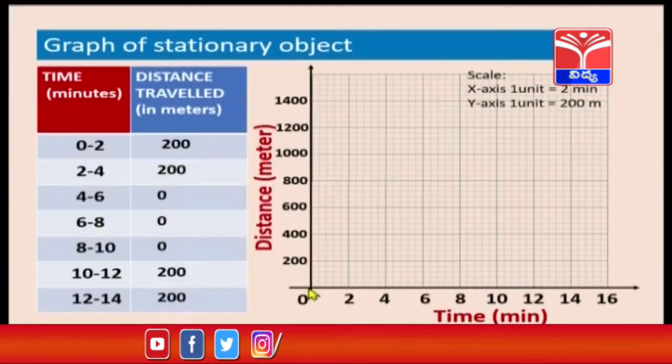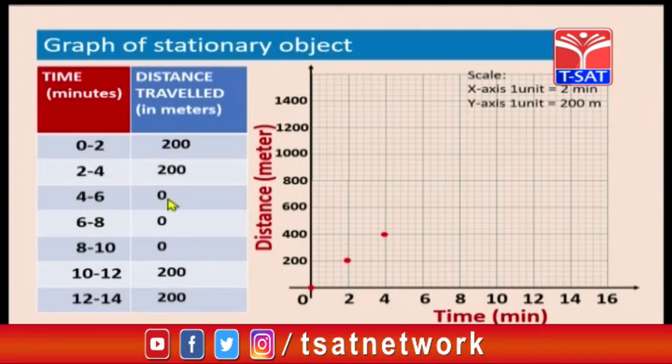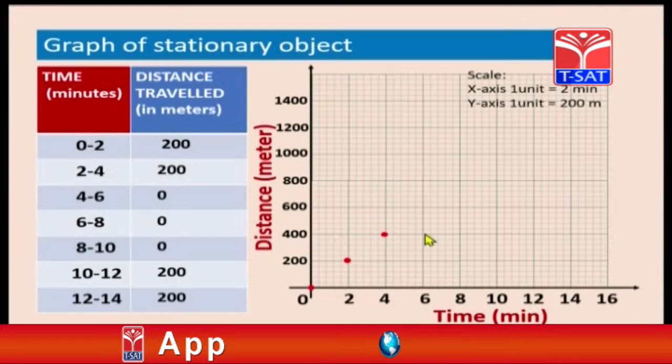For the first 2 minutes the object covers the distance of 200 meters. In the next 2 minutes also it covered the distance of 200. It means the object covers the total distance of 400 meters. In between the 4th minute and the 6th minute it did not move. The object is at rest, meaning it is at 400 meters only. And again between the 6th and 8th minute it is at rest.